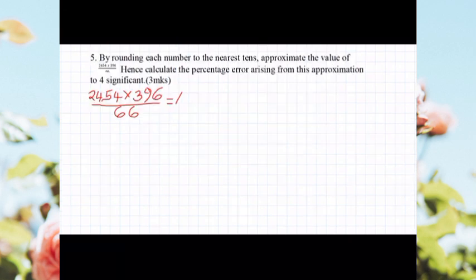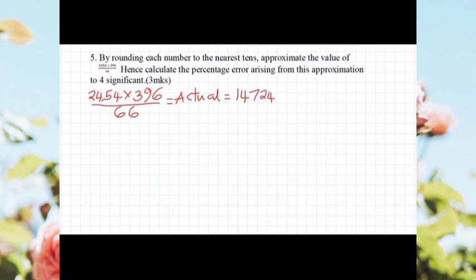So in our fifth question, we've been told that by rounding each number to the nearest tens, approximate the value of 2,454 multiplied by 396, or that divided by 66. Hence, calculate the percentage error arising from this approximation to four significant figures. So in this particular case, first we need to get the actual value by simply multiplying these numbers, and that way now we shall be able to get the actual value.